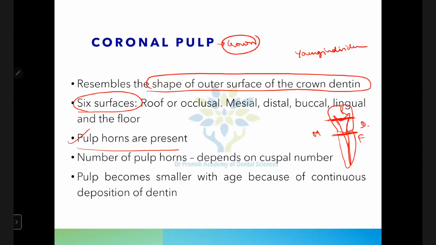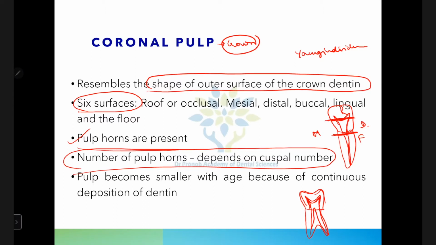So pulp horns are nothing but the protrusions of the pulp that are extending into the cusp of each crown. If you observe the molar, you will understand. These protrusions of the pulp which are extending into each cusp of the crown are called pulp horns. So these pulp horns are extending into cusps, right? Depending upon the cuspal number, the number of pulp horns will depend. So the number of pulp horns depends on the cuspal number.